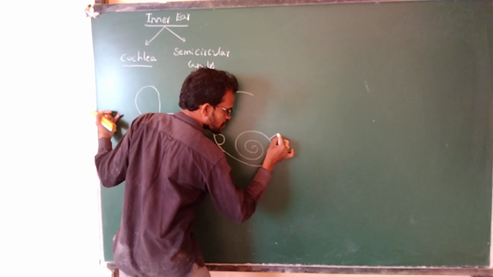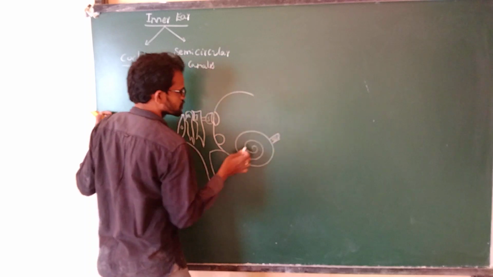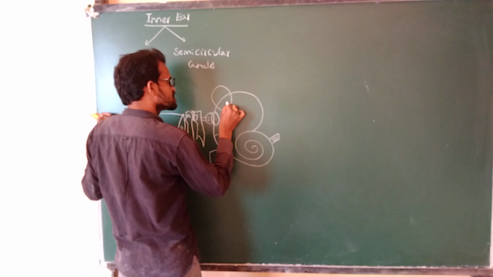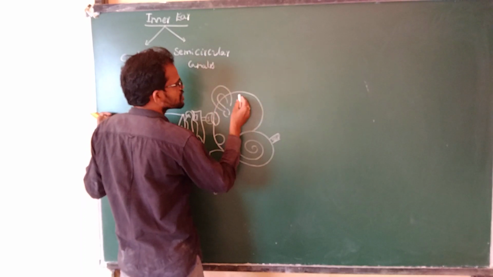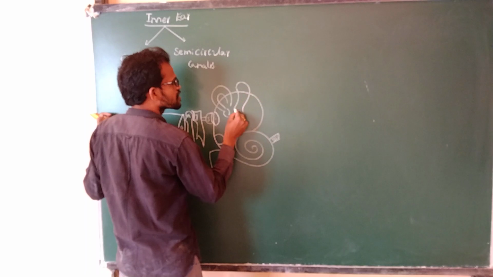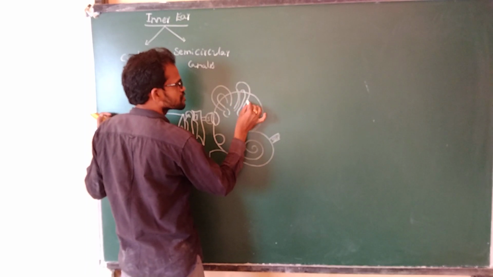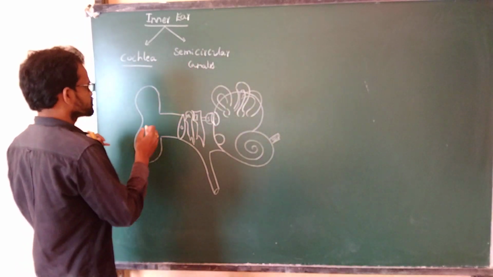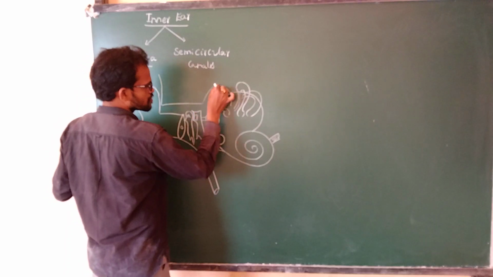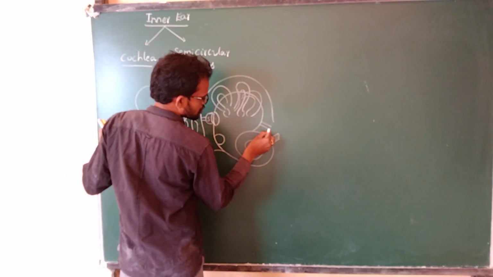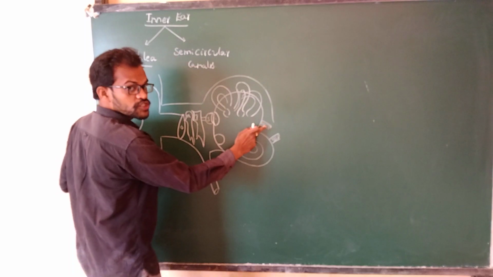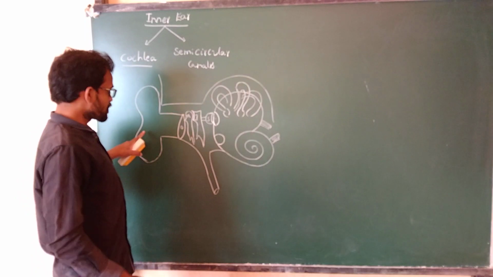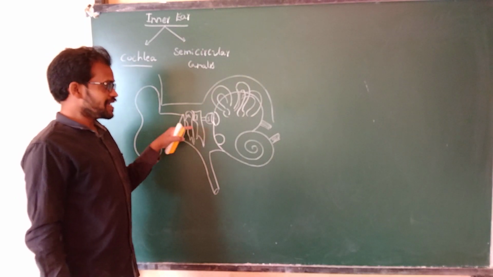Then the cochlea, and the three semicircular canals. Also the vestibular neurons and the cochlear neurons. So we have the Eustachian tube, pinna, external auditory meatus, middle ear and inner ear.